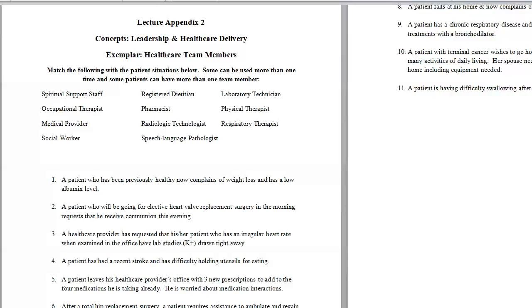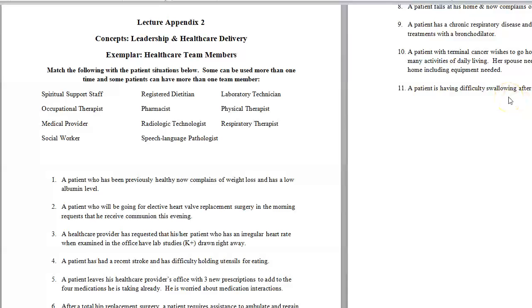Okay, number 3, a healthcare provider has requested that his or her patient who has an irregular heart rate when examined in the office have lab studies such as a potassium drawn right away. What would that one be? Let's think about that. Oh, that would be a laboratory technician. Very good. I knew that's what you guys were all thinking.